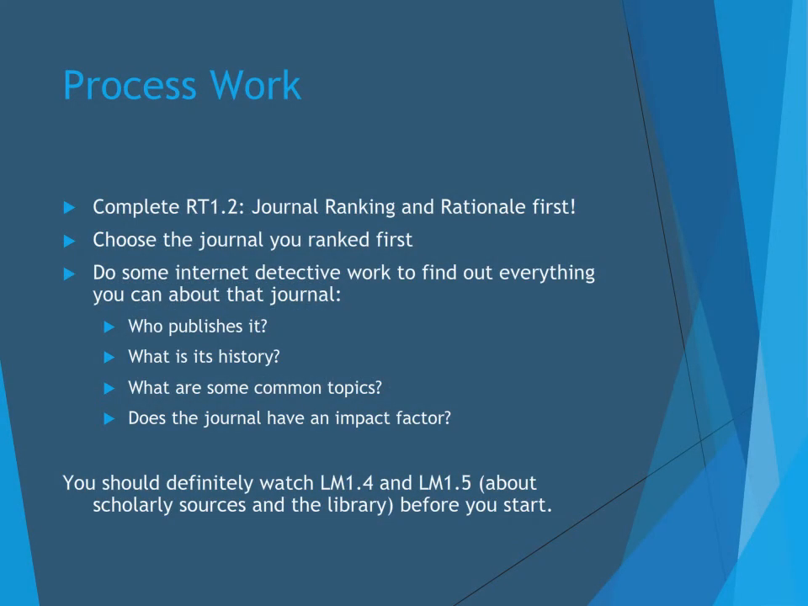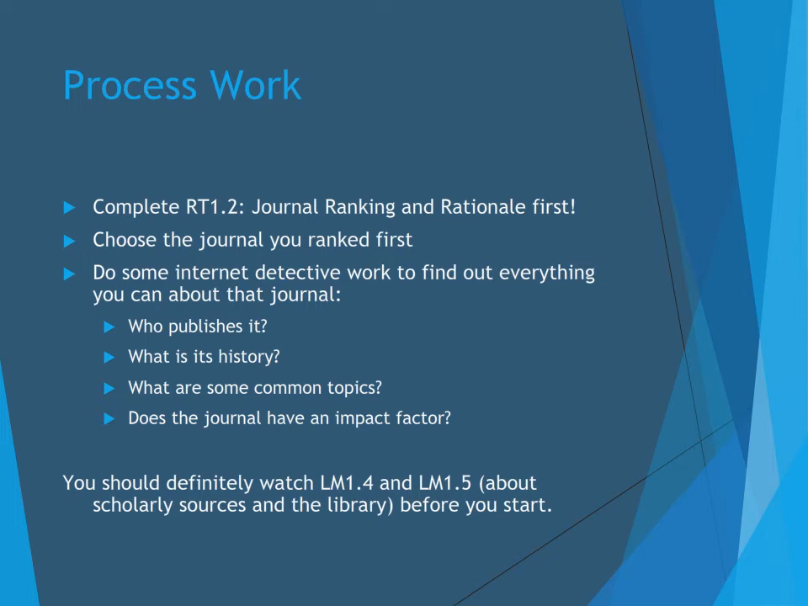So what exactly will you be doing when you explore writing and research in your major? First, make sure you complete Research Toolbox Post RT 1.2, the Journal Ranking and Rationale exercise. You'll need to have a list of real academic journals in your field to work from. Pick the journal you ranked first or most important from your list and do some internet digging to find more about it. You might want to find out who publishes it, the journal's history, the scholars or institutions associated with the journal, and maybe even the journal's impact factor if you can find it.